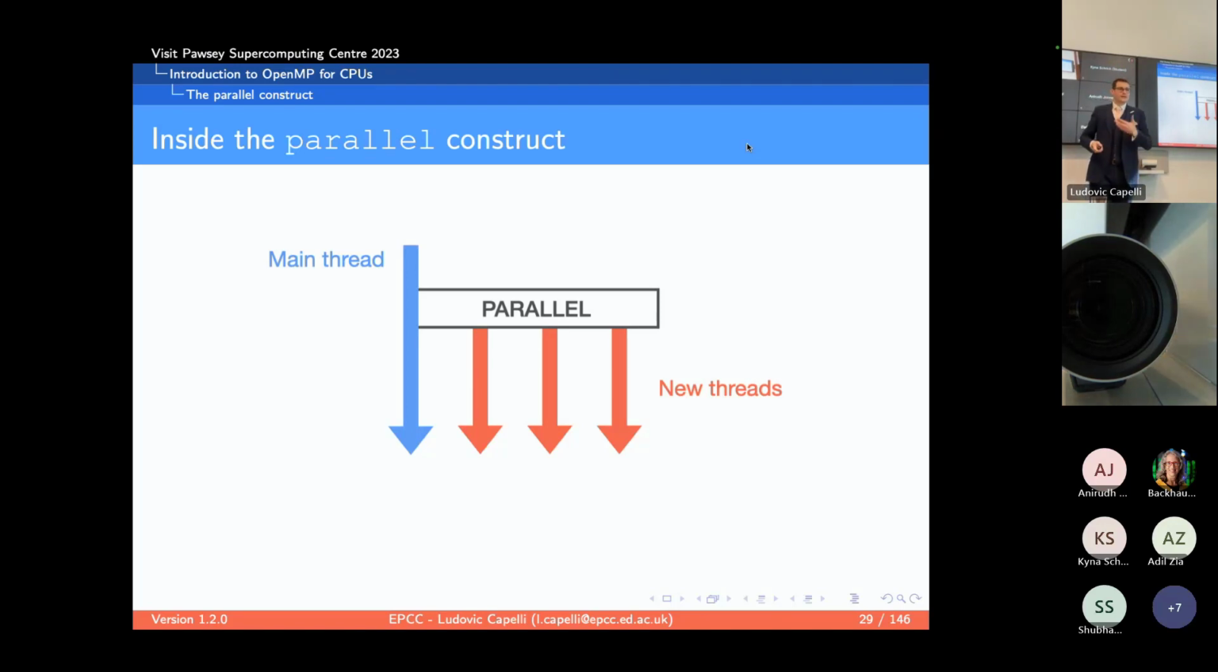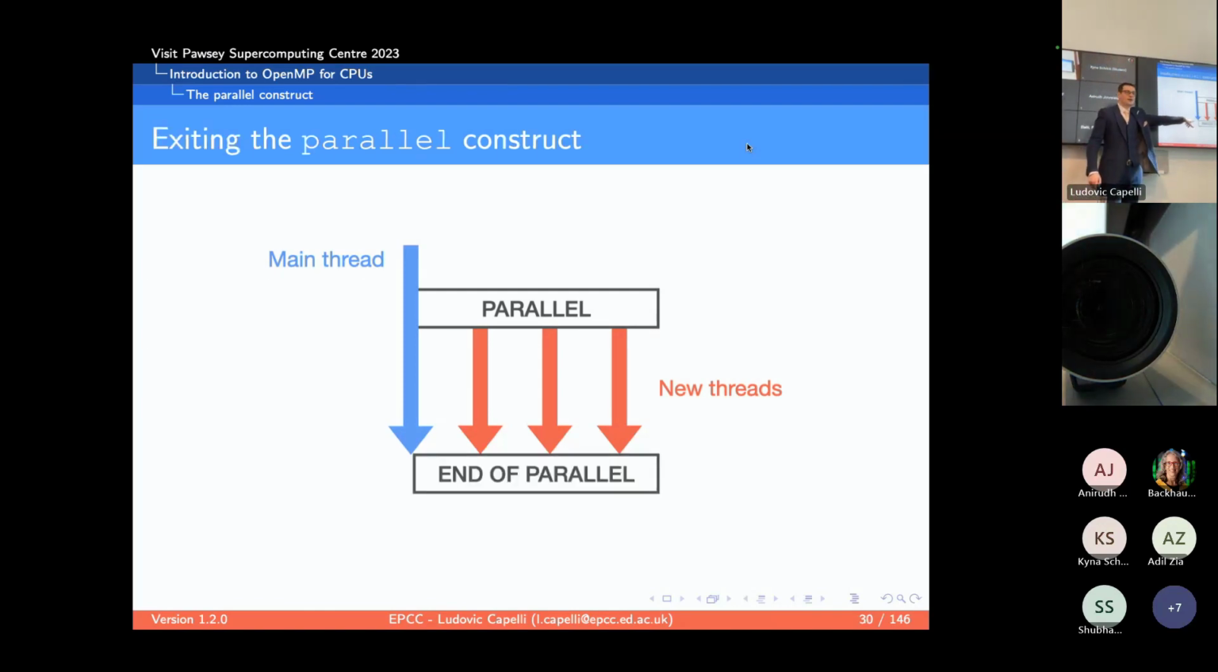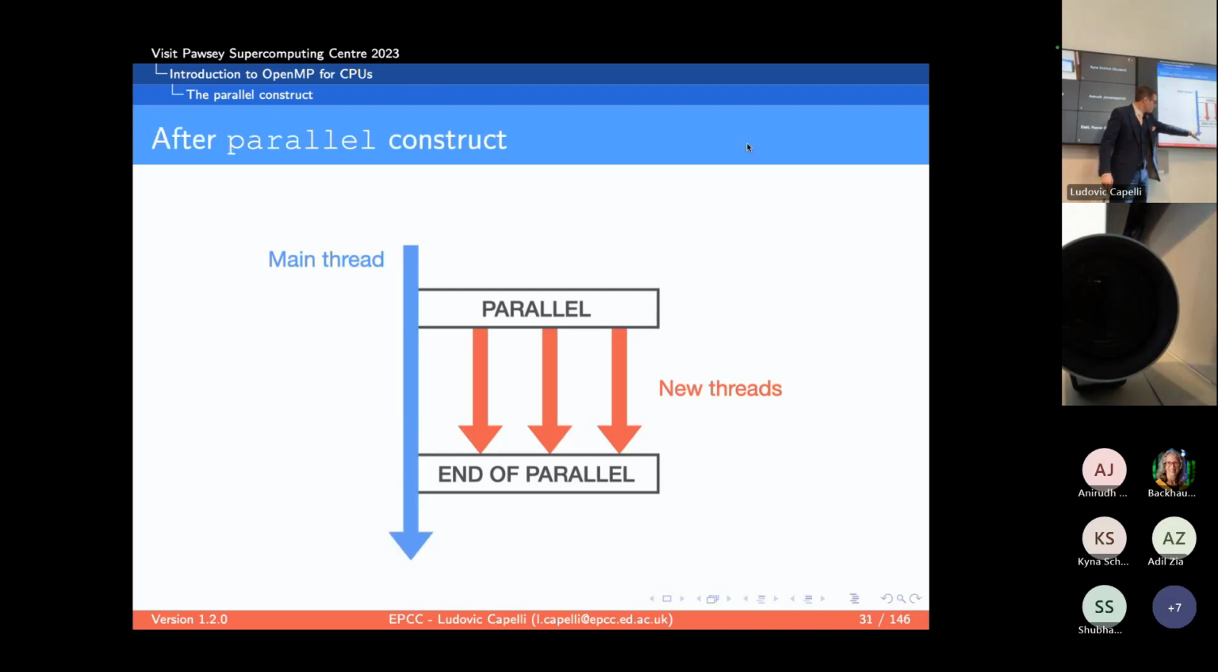And you're effectively now having multi-threaded execution. Until when? Well, until the end of the parallel region. So either in C, when you hit the closing curly bracket, or in Fortran, when you hit this end parallel. And then, after the parallel, you just have only this main thread that resumes execution and continues going. So you start your program with a single thread. You spawn multiple threads here, again, just by telling the compiler, please do that for me, just by saying pragma omp parallel.